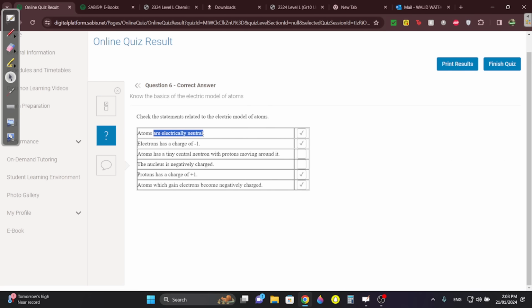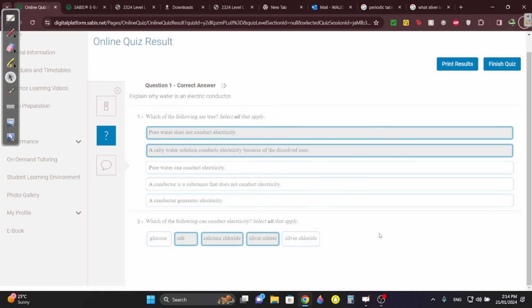Question 6. Atoms are electrically neutral, and I said this. Electrons have a charge of minus 1. An atom has one neutron with protons moving around it. No, this is wrong. It should be a nucleus with electrons moving around it. The nucleus is negatively charged. No, we said it's positive since it only contains protons. Protons have a charge of plus 1, and atoms which gain electrons become negative. This is 6.5. It was very, very short. Now we're on 6.6.